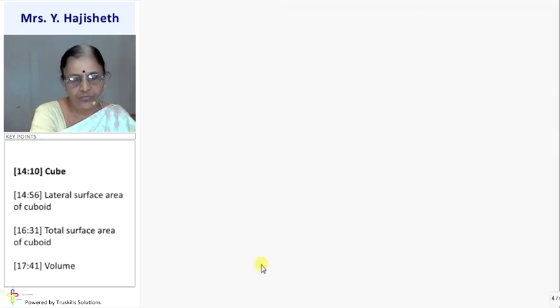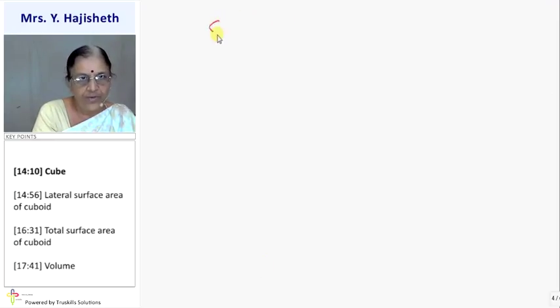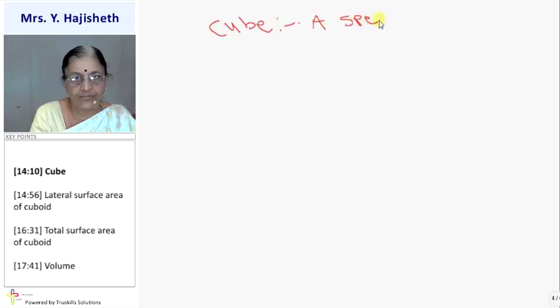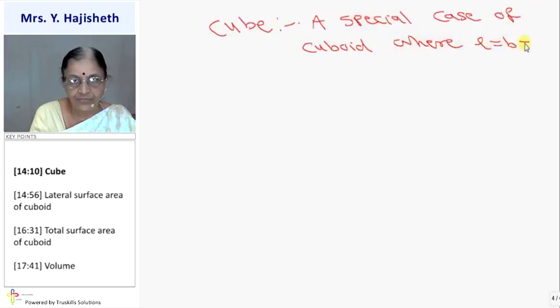Now what is a cube? What is the difference between cube and cuboid? Cube is a special case of cuboid, where L is equal to B is equal to H. All 3 measurements are equal. A special case of cuboid where L = B = H is called a cube.